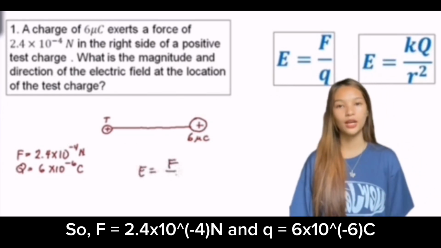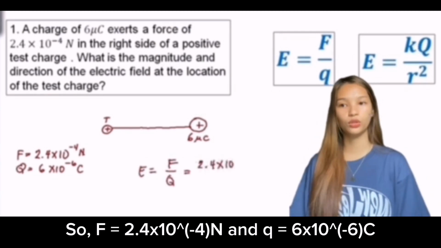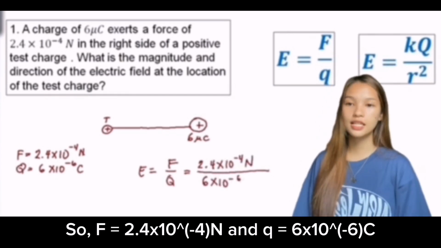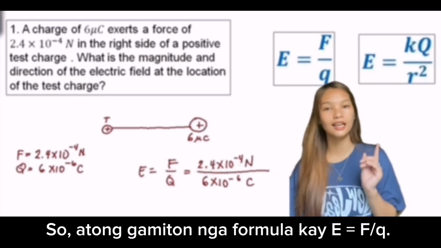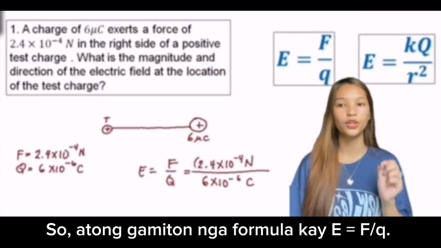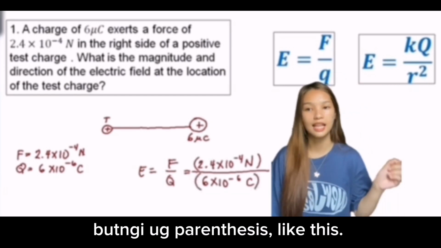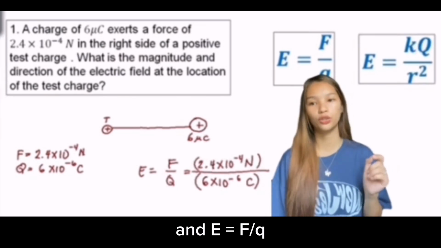So F equals 2.4 times 10 raised to negative 4 Newton, and Q4 equals 6 times 10 raised to negative 6 C. So the formula we will use is E equals F over Q. When you use scientific notation, put parentheses like this, and E equals F over Q.